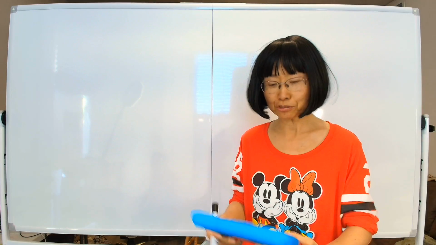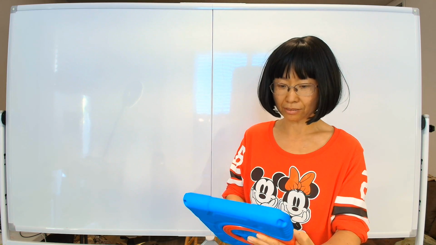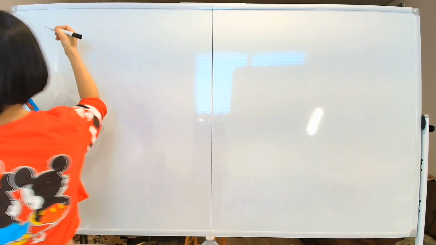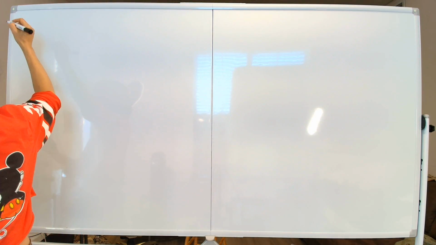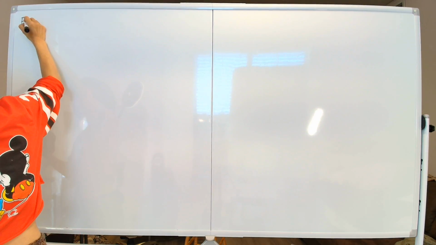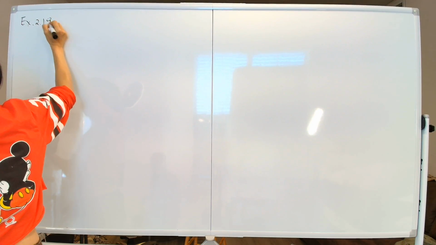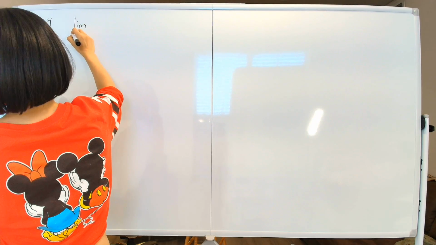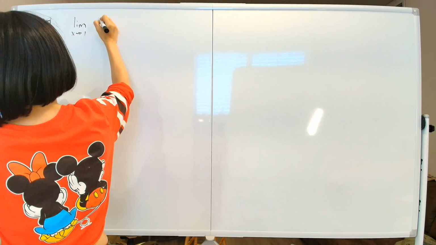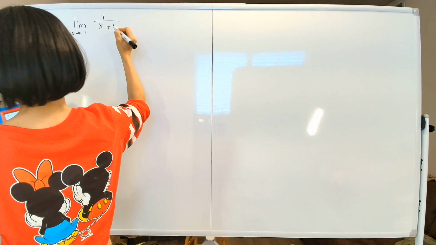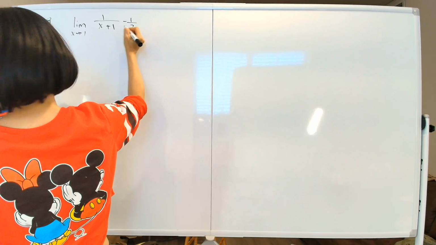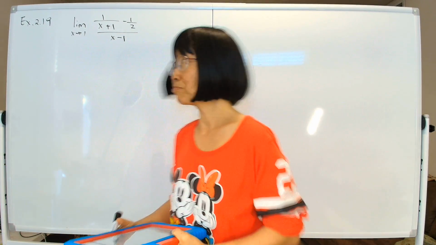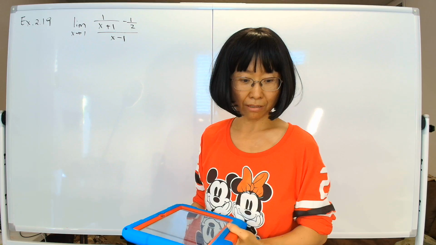Let's look at example 2.19, which is on page 166. We will continue with another example of how you pull off a trick in limits. Here's your problem: the limit as x approaches 1 of (1 over x plus 1, minus 1 half) divided by x minus 1. As you can see, this problem is designed. Oh no, darn.